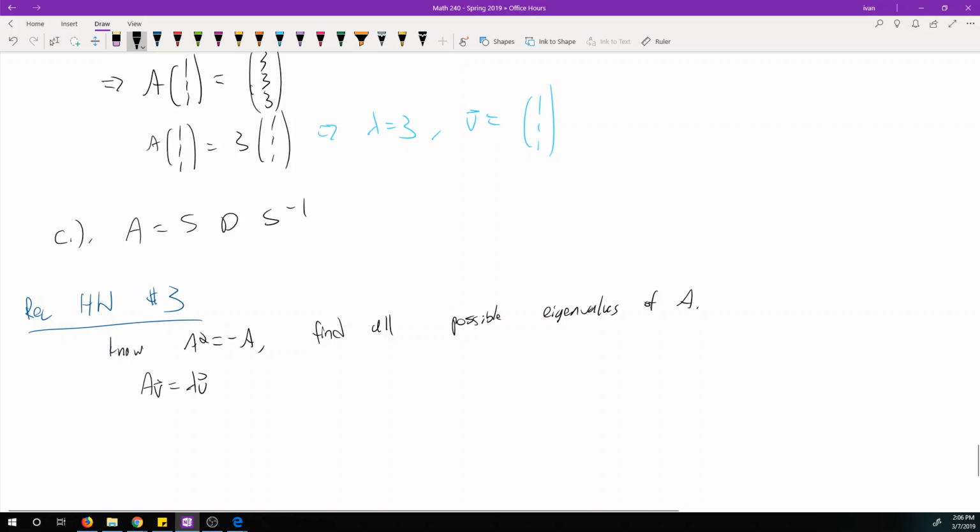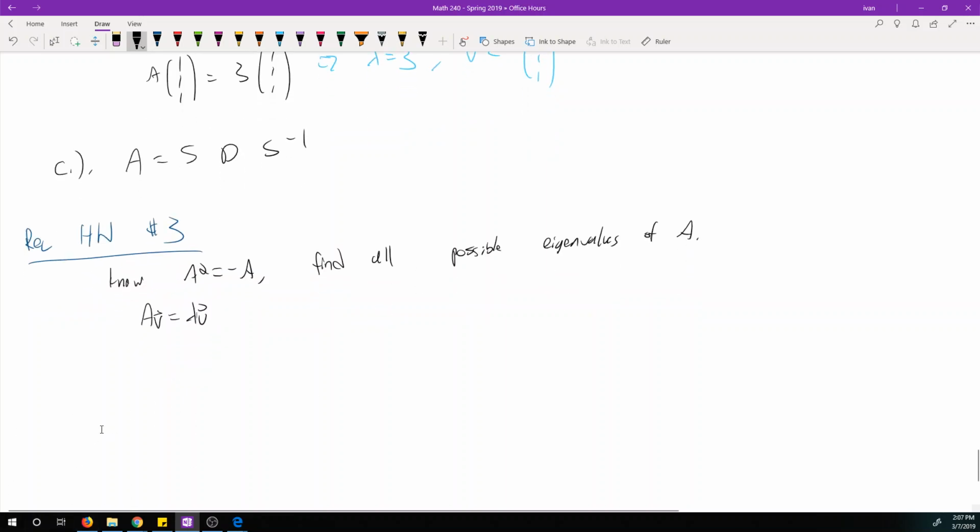And if you know that A squared is equal to A, all right, what can we do? Well, you just want to play around with this definition a little bit. So this is the definition. And so if we multiply both sides by A, right, AAV is equal to A lambda V. And now you get A squared V is equal to lambda AV.